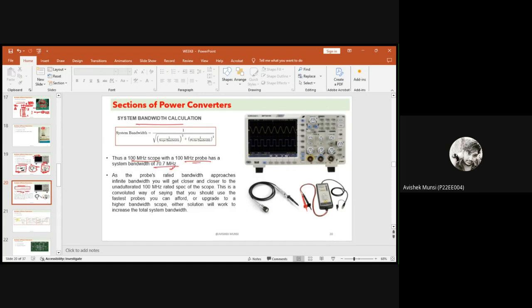Okay. So bandwidth is essential for measuring in high frequency applications. It can capture more noises and harmonics, but in case of high frequency, if you are using a low bandwidth device, then it will not capture the noises properly.